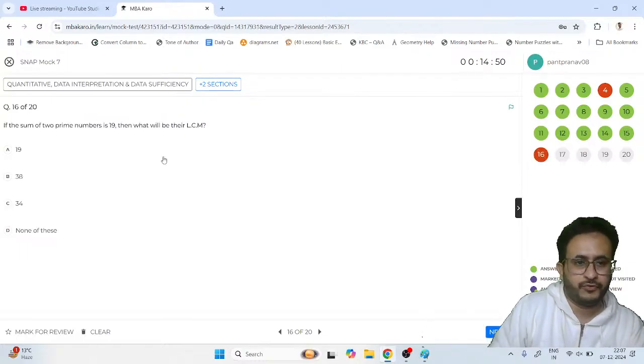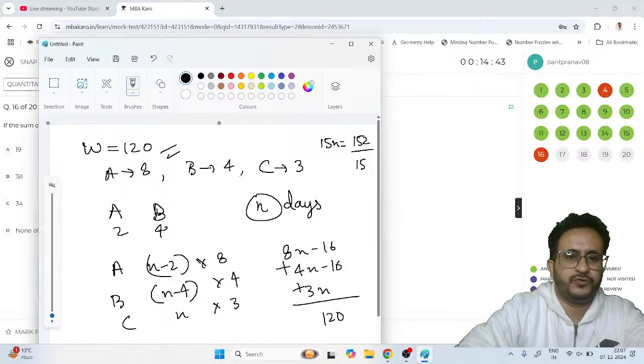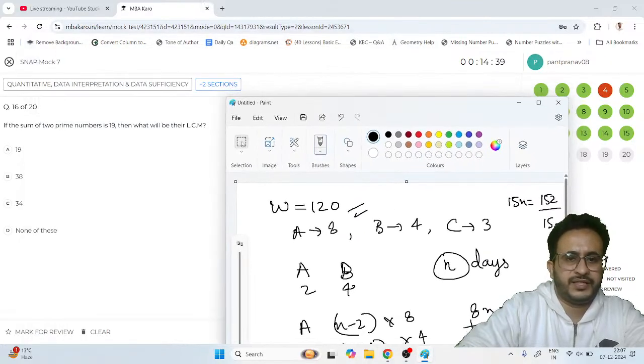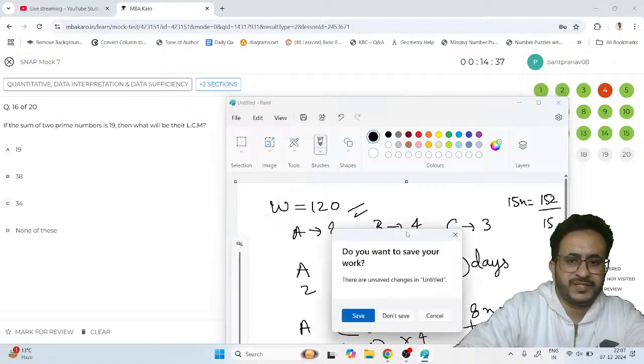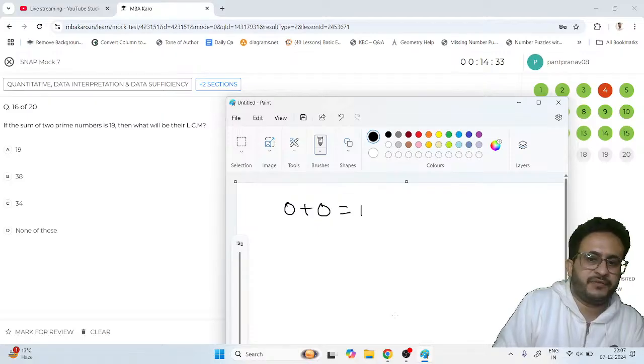The next: sum of two prime numbers is 19. What will be their LCM? Now this is an easy question. See, easy question in the sense that you should not be thinking of different prime numbers. Okay. Now the thing is, when you have two numbers and their sum is odd. So if you add two odd numbers, their sum will be even.